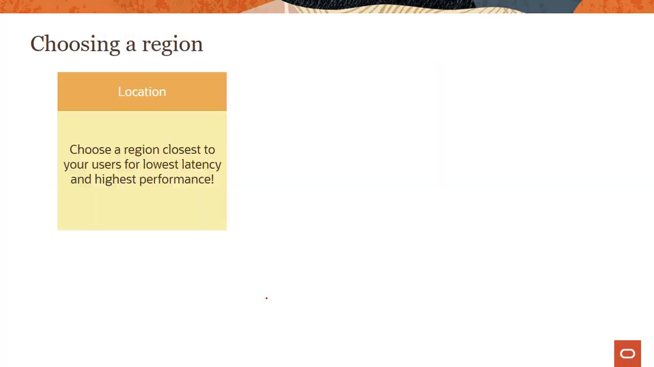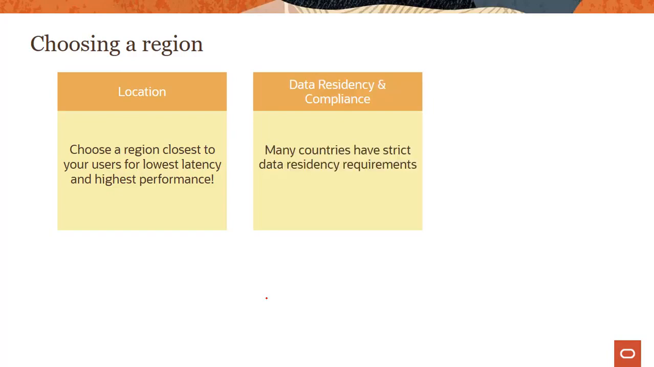So how do you choose a region? It's rather straightforward. You choose a region based on location. You want to be closest to your users. Why? You want to give them lowest latency and highest performance. Makes sense. Many times you have data residency and compliance requirements. Many countries have strict requirements around data residency. Your data cannot leave the country. European Union is a good example, and many other places. So you will choose a region to comply with your residency and compliance requirements.